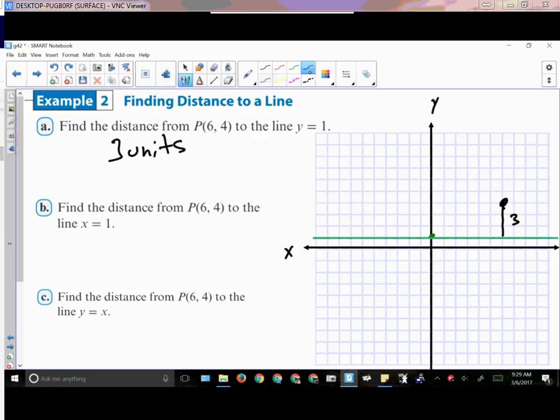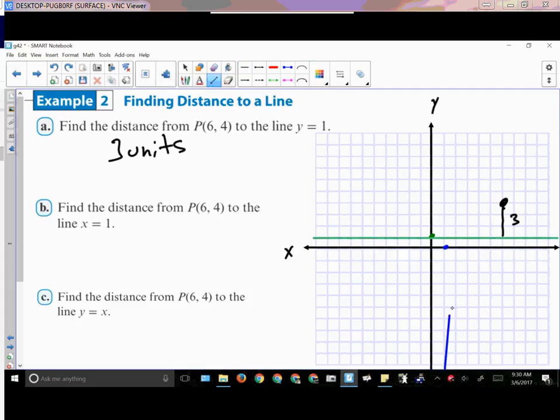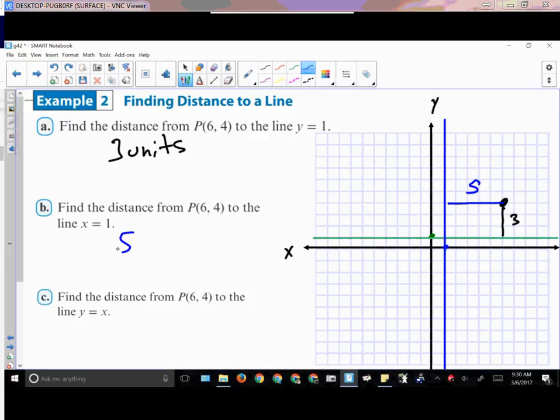So what about the next one? I want to find the distance to x equals 1. Well, x equals 1 is going to be right here. It's a vertical line. So I need to have my vertical line right there. How far is it going to be away for this one? If we count over, so this is going to be 1, 2, 3, 4, 5. So we got 5 units here, 5 units.